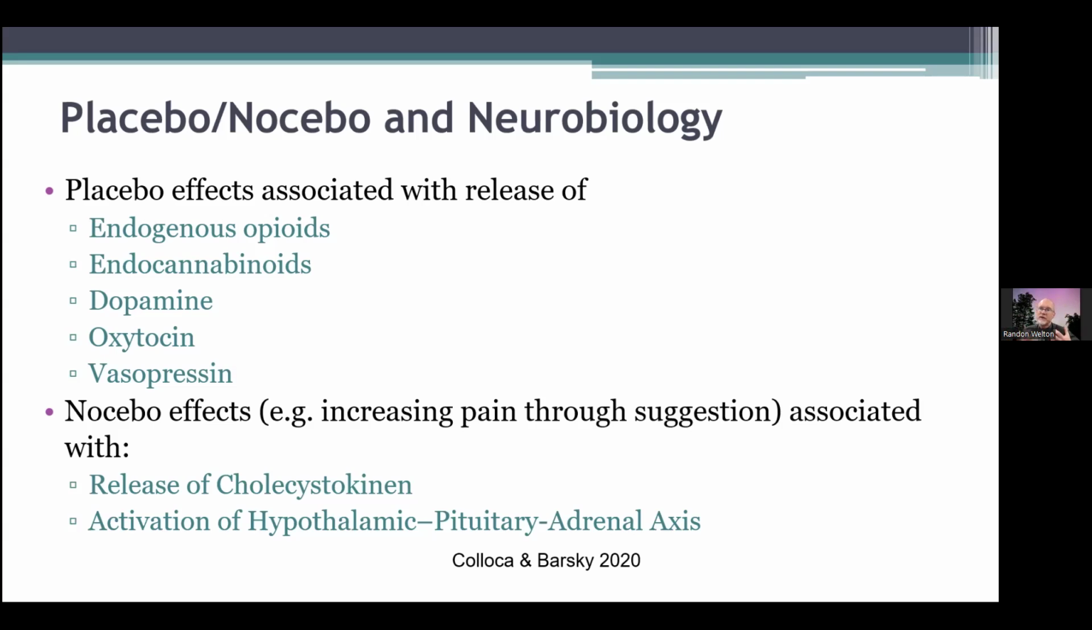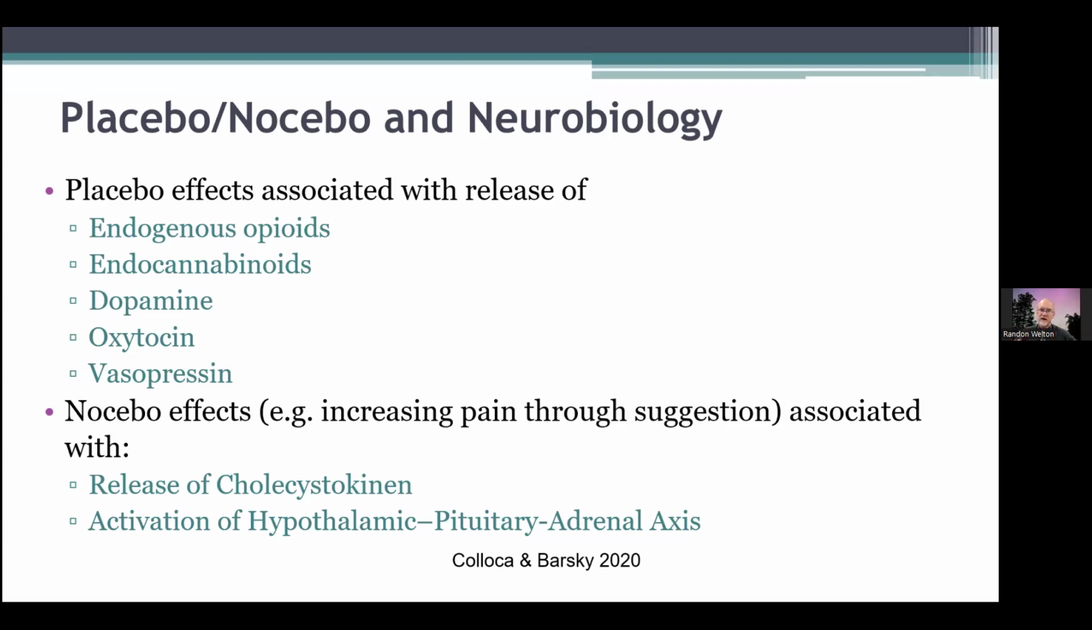It releases dopamine, oxytocin, vasopressin, right? All of these that make you feel close and bonded and happy and whole are released as part of the placebo effect. So it's not in their imagination. And the nocebo effect, when they're having worse side effects or things are getting worse, is not in their imagination either.